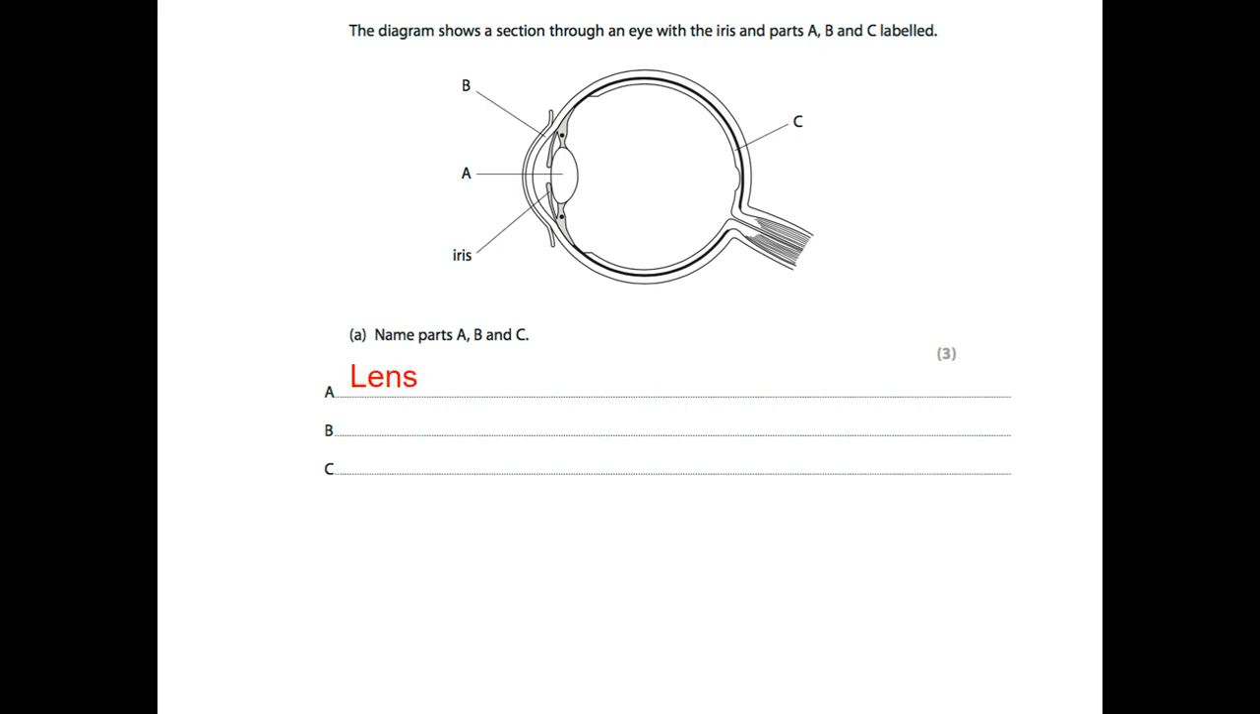A is the lens. B, which is at the front of the eye, is the cornea. And C, which is at the rear of the eye, is the retina.